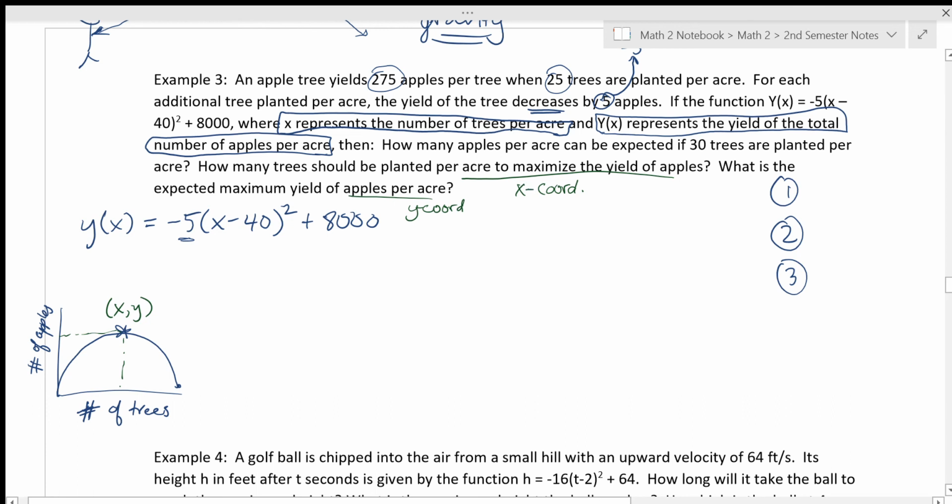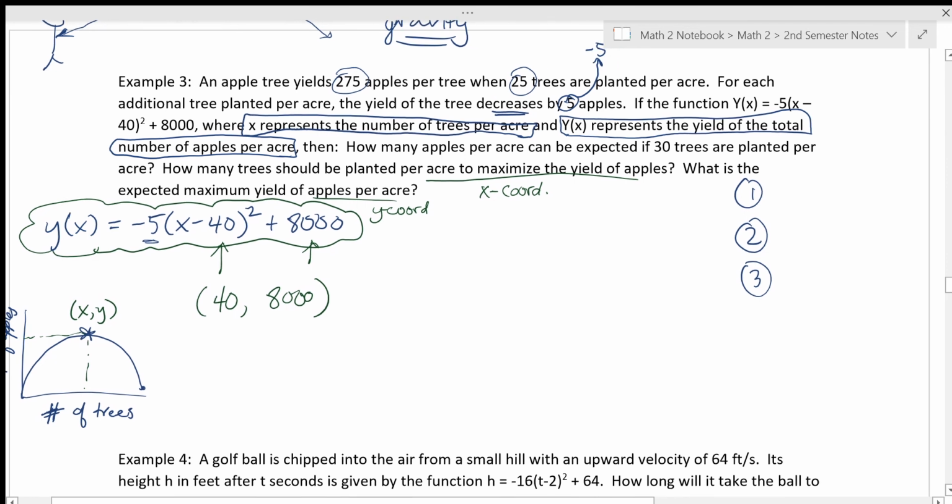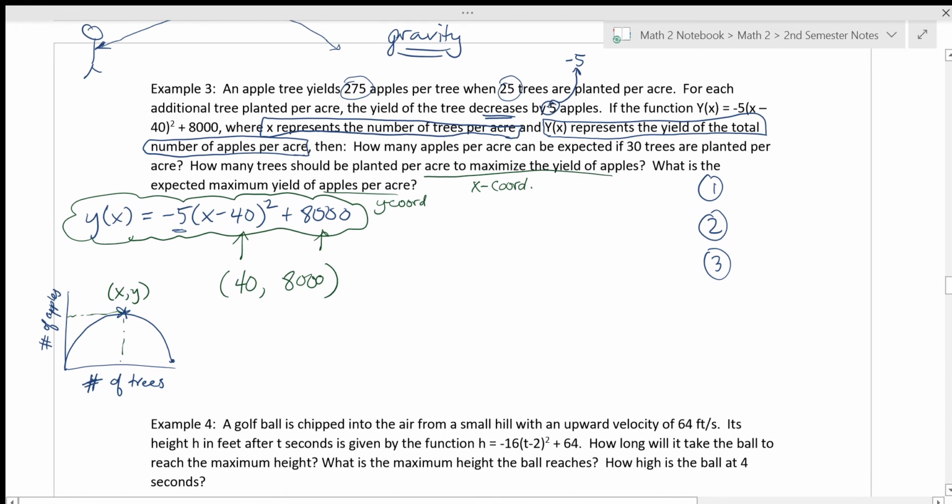So I can answer those questions right from my equation because this is an equation that is in vertex form. So my vertex is here, opposite sign there, right? So positive 40, comma, and then my k value is my y-coordinate, 8,000. So this is saying that if I had 40 trees per acre, and that's what they're asking me in question 2. So how many trees should be planted to maximize the yield of apples? If I plant 40 trees per acre, then I can expect a yield of 8,000 apples.